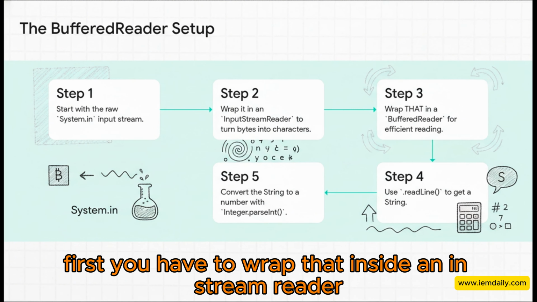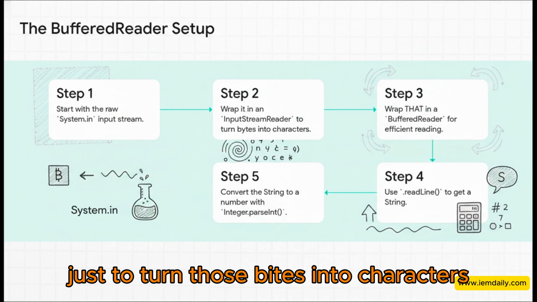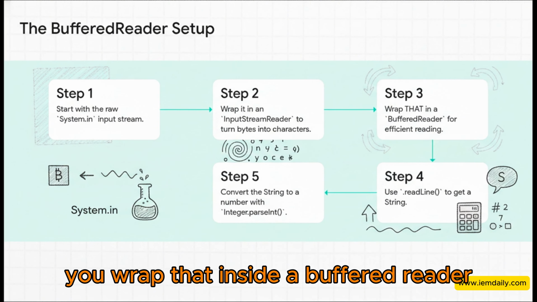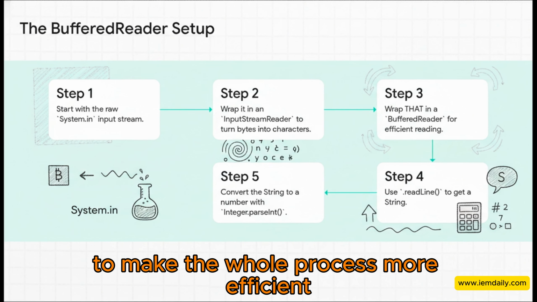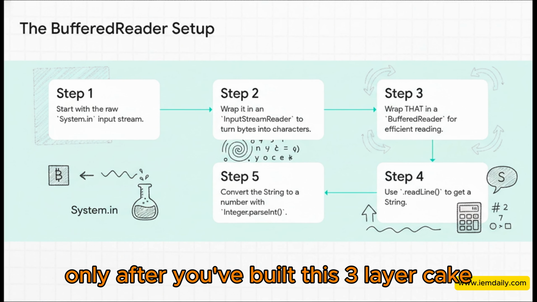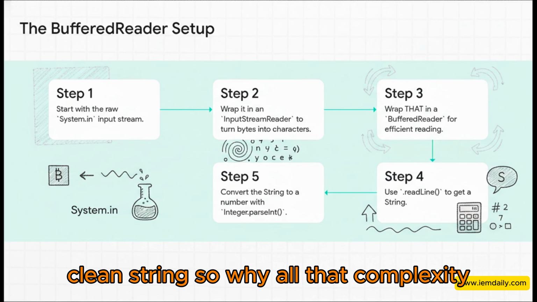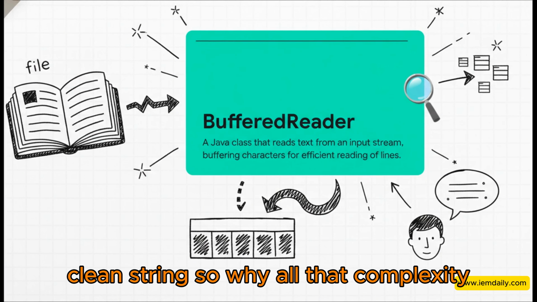First, you have to wrap that inside an InputStreamReader, just to turn those bytes into characters we can actually read. Then, you wrap that inside a BufferedReader to make the whole process more efficient. Only after you've built this 3-layer cake can you finally call .readLine and get the user's input as a nice, clean string.